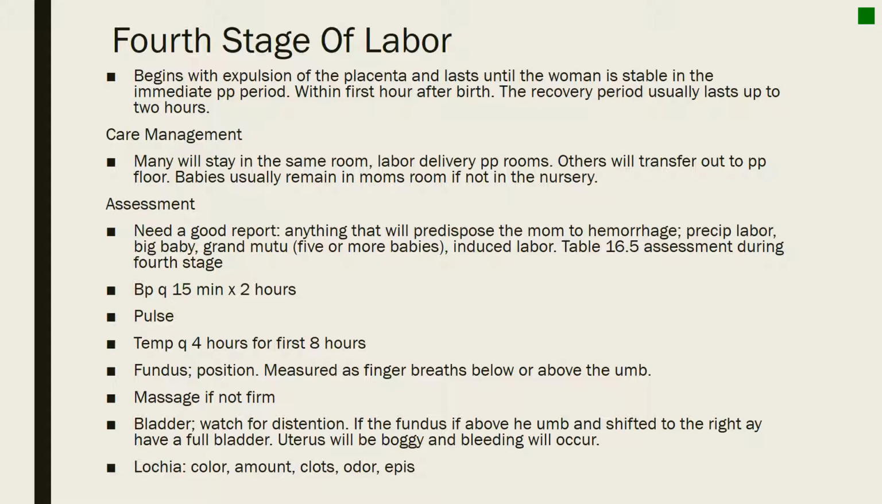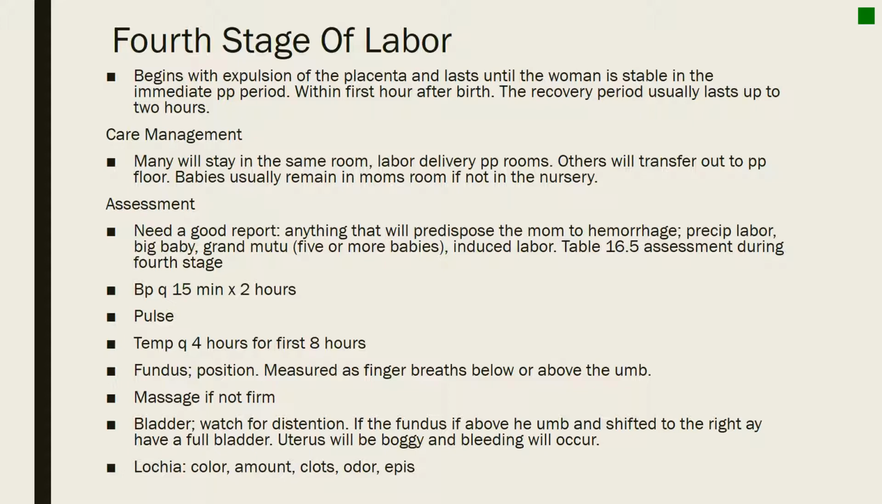Assessment, we need a good report. Anything that predisposes this mom to hemorrhage, we need to let them know. Did we do oxytocin? Did she have this Pitocin on for 2 days? Was it a precipitous labor? Is she a grand multip? Has she had 5 or more babies? Did we induce labor? Table 16.5 has some assessments during the fourth stage.